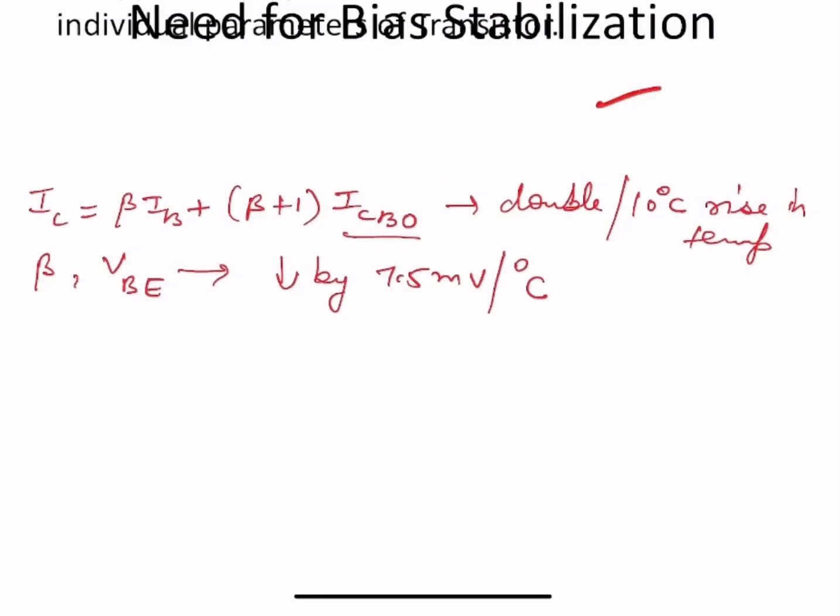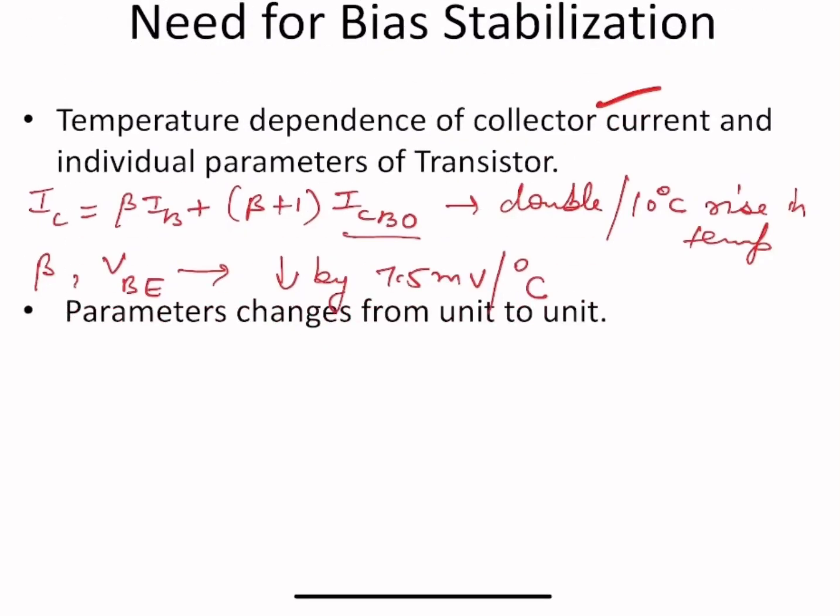Second factor is parameter changes from unit to unit. Despite advancement in semiconductor technologies, if a transistor is replaced by another transistor of the same type, its parameters such as beta can change.